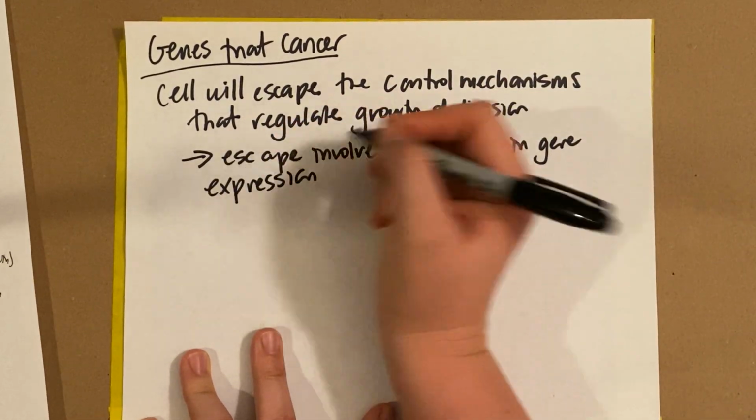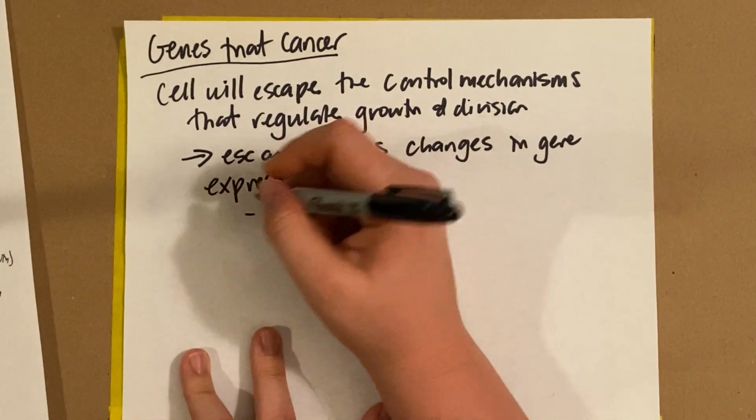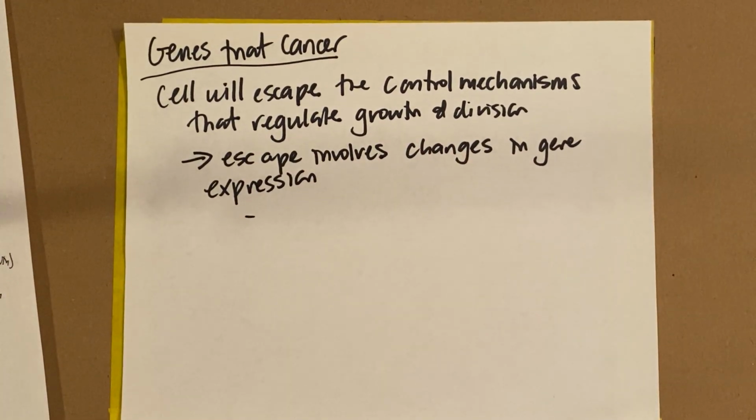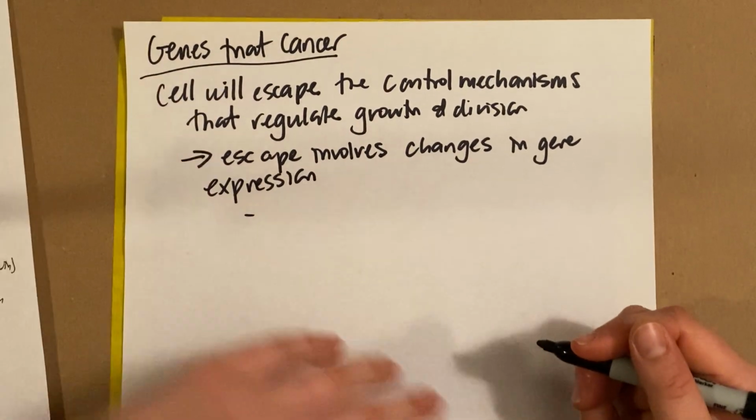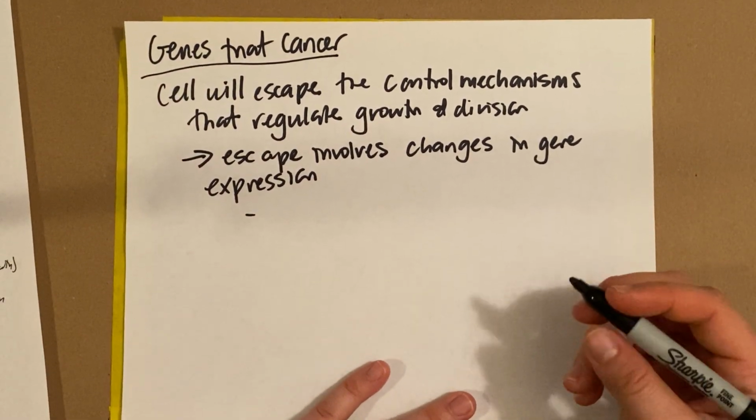Okay, now one of the earliest discoveries of how this happens is when they discovered that a cancer was actually caused by a virus.